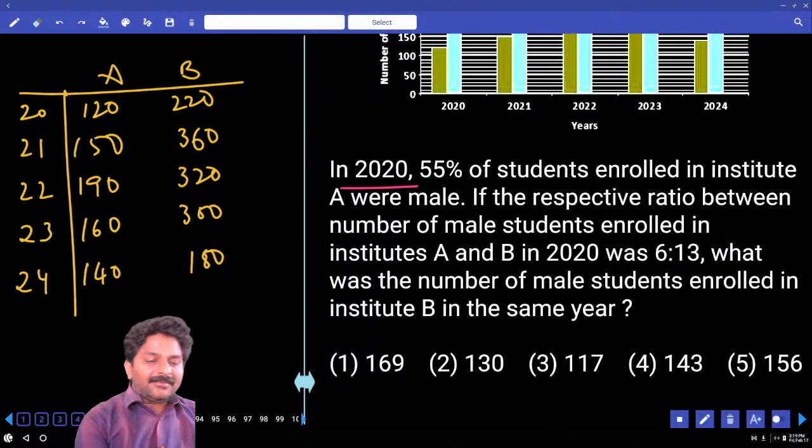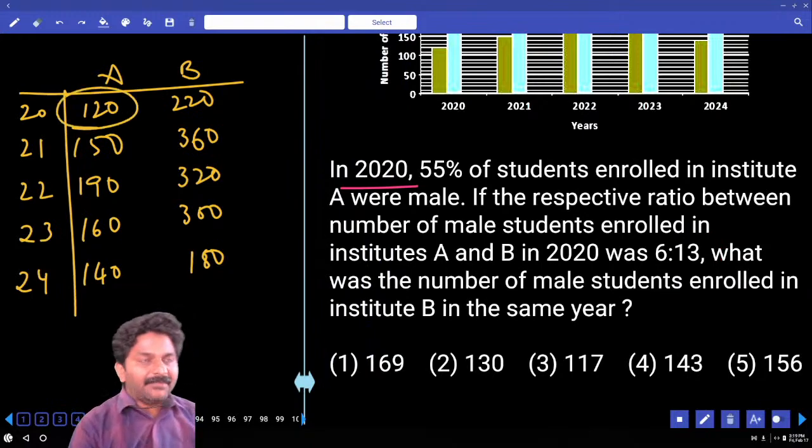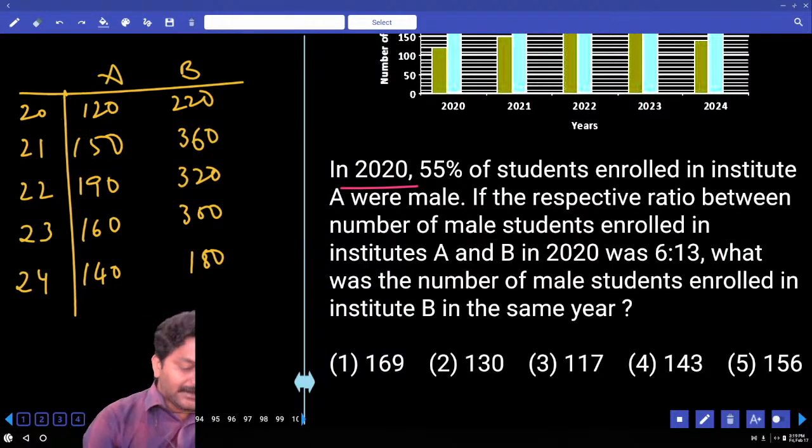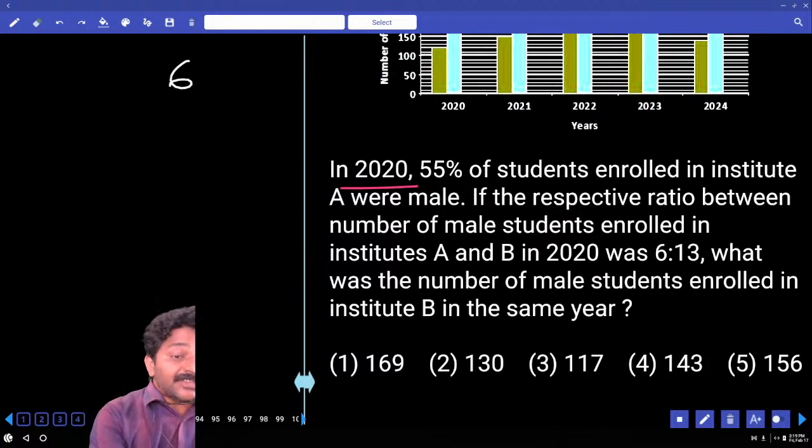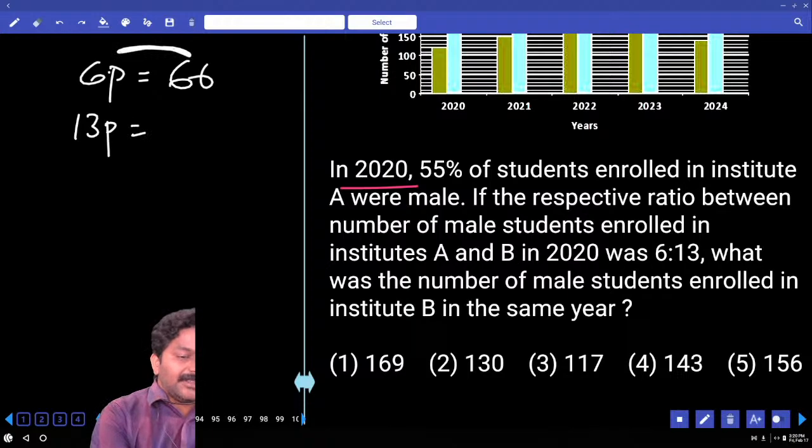2020 A, we have 120. 55% is 66, which is equal to 6 parts from the ratio. We were asked to calculate 13 parts. 6 how many times is 66? 11 times. 11 times 13 is 143.